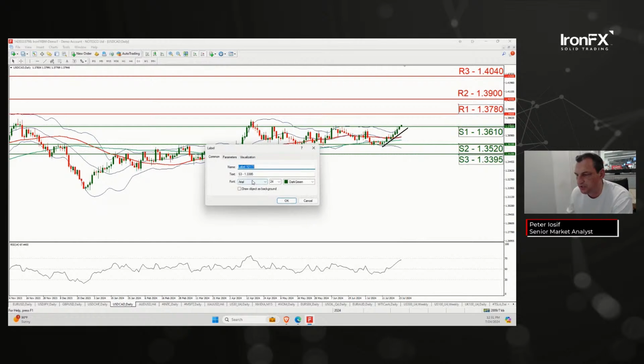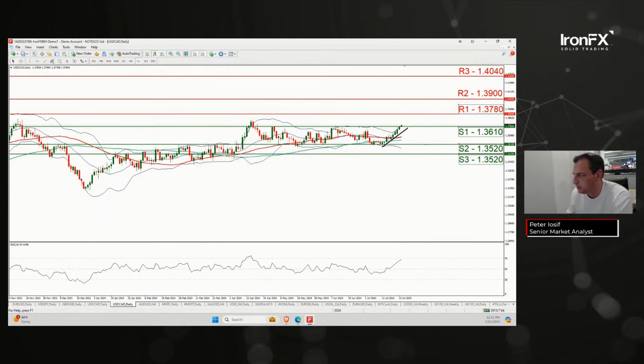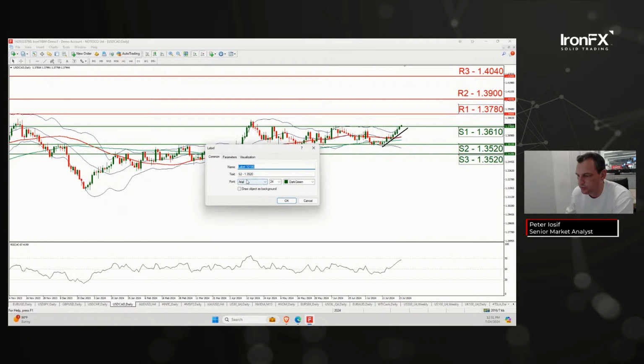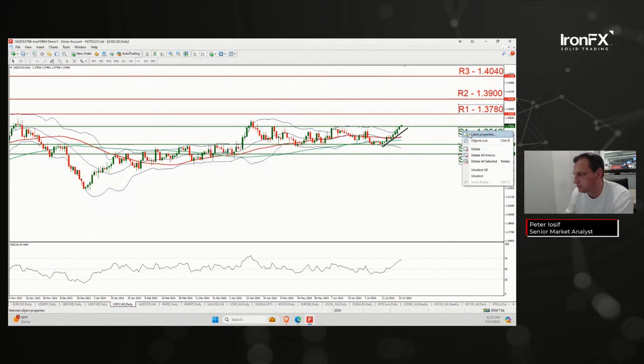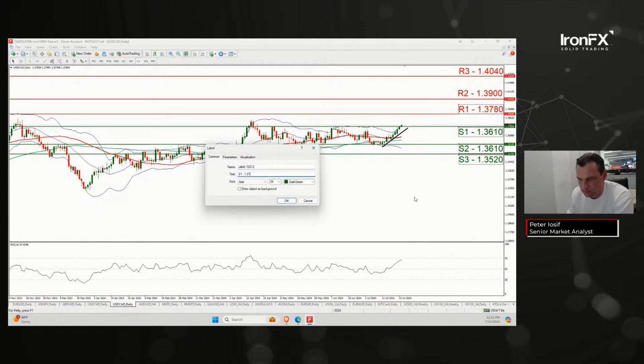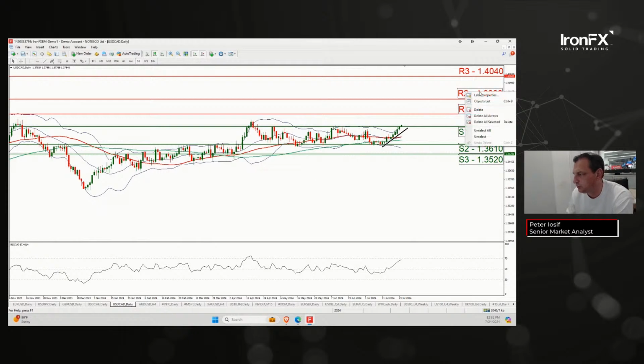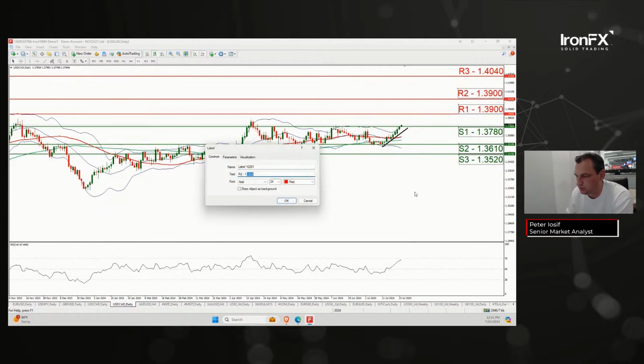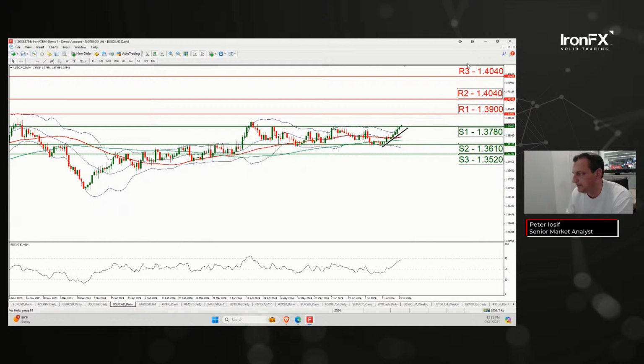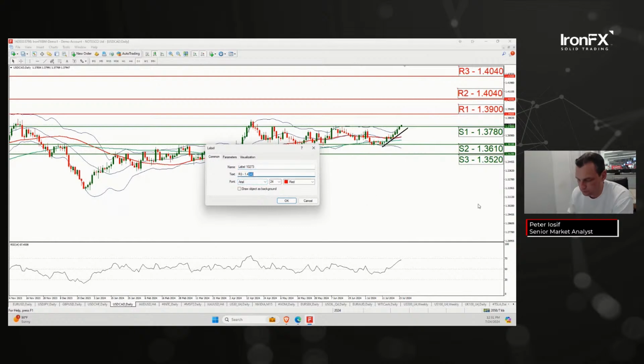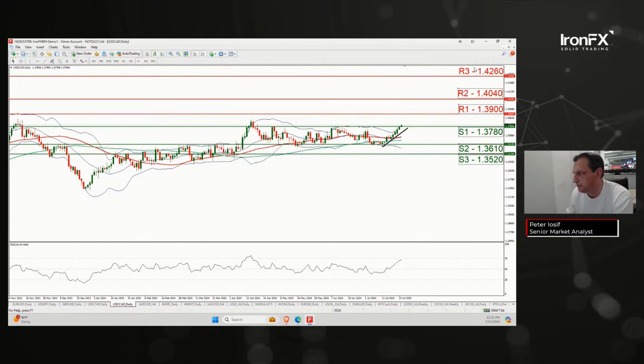Starting with the S3, which is now being placed at 1.3520. The S2 at 1.3610. The S1 at 1.3780. The R1 at 1.39. The R2 at 1.4040. And the R3 at 1.4260. Locking everything in.